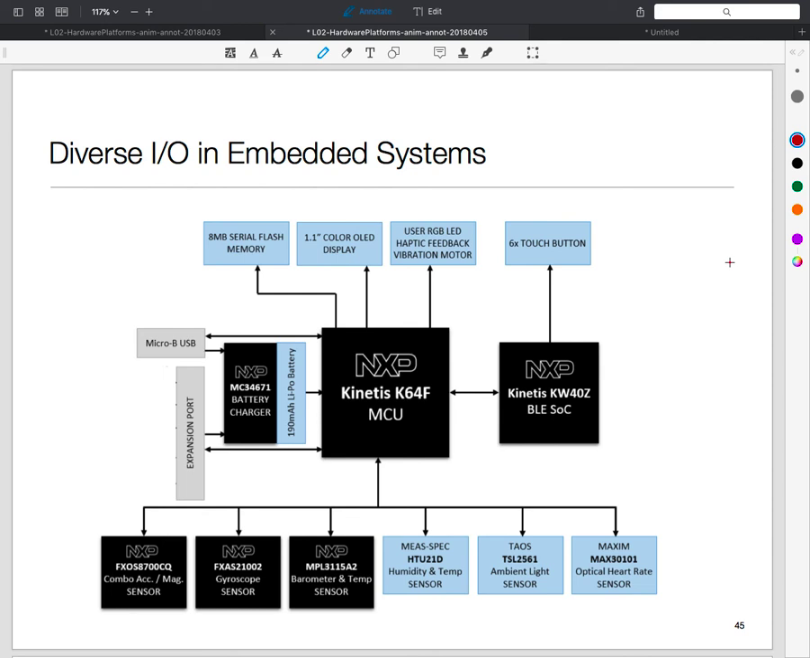There is a barometer and temperature sensor. They happen to be also made by NXP. There is a humidity and temperature sensor. There is an ambient light sensor, and then there is an optical heart rate sensor. Those of you who have smartwatches or Fitbits, those are little LEDs at the back, which measure the blood flow. Okay, so let's walk over it.